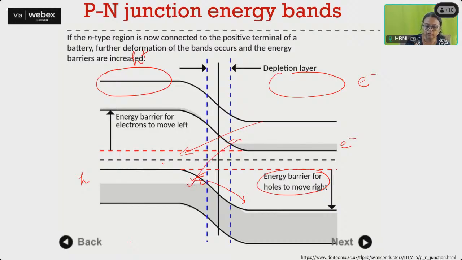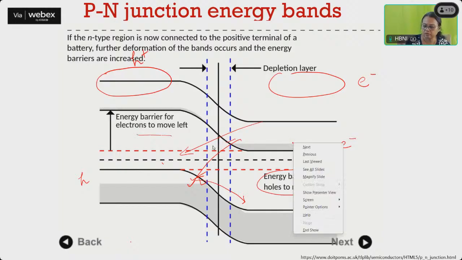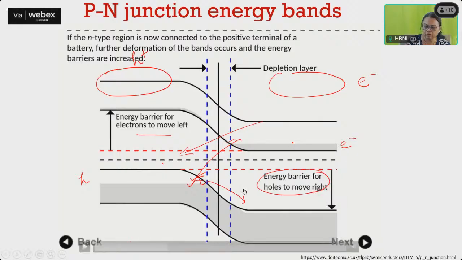So this is the energy barrier for the electrons to move to the left, and this is for the holes to move to the right. Now, this part is called the depletion region, and this is our EF, the Fermi energy level.